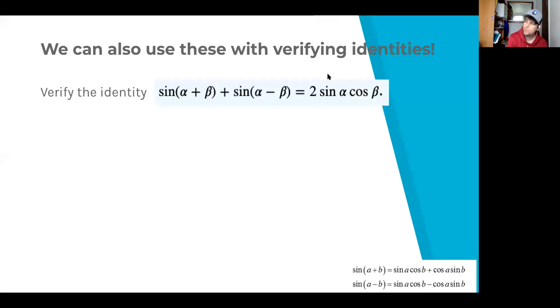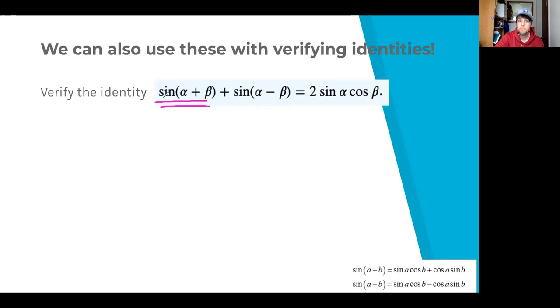So we can also use these identities when we're verifying identities. If we happen to have some trig functions where we're adding angles together, or subtracting angles from each other in our identities, we can use these formulas: the sine sum, sine difference, cosine sum, cosine difference, or even tangent to help us out. So let's go ahead and take a look at this one.